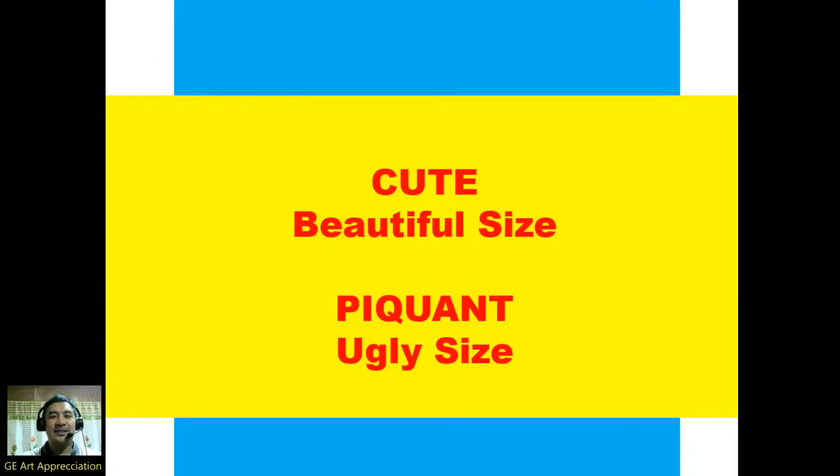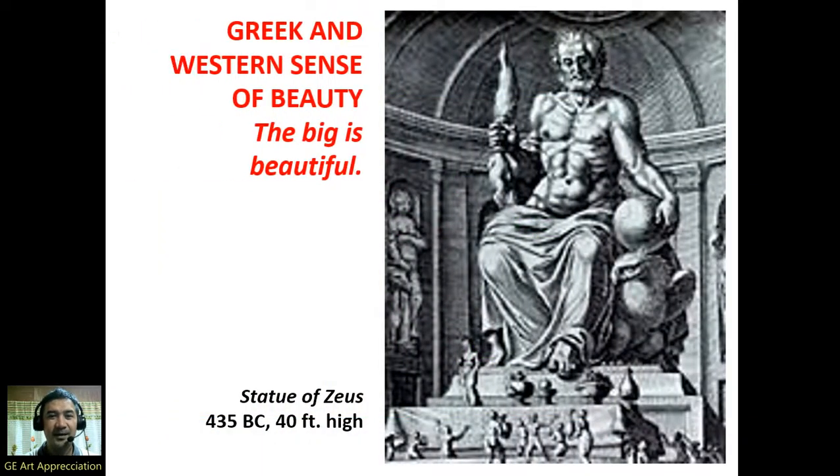Okay. Let's proceed sa size. If the size is beautiful, then we say it is cute. But if the size is ugly, then we say it is piquant. Yan. Let's have the Greek and Western sense of beauty. For them, what is big is beautiful. Okay? Sa Greek and Western sense of beauty, what is big is beautiful. So this is the statue of Zeus. Okay? During 435 BC. It has 40 feet high. Okay? So, sa kanila, no? Pag sa Greek and Western sense of beauty, kung ano yung malaki, yun yung maganda for them.